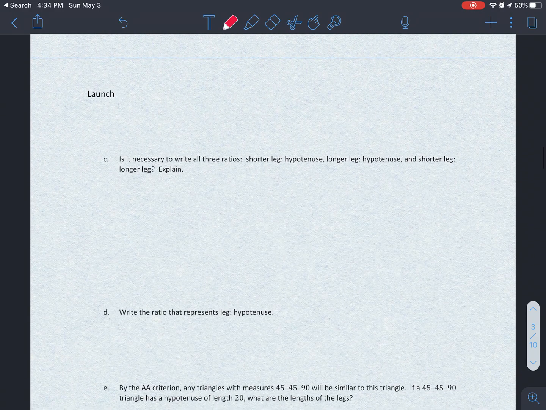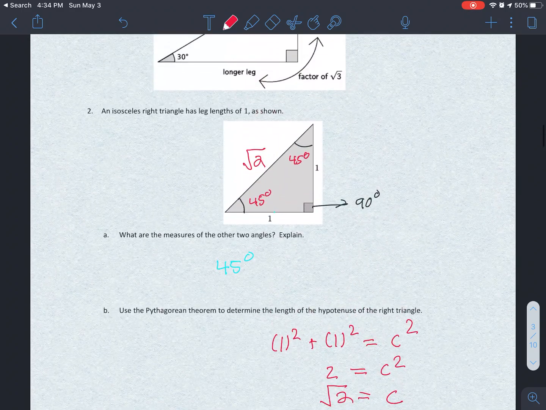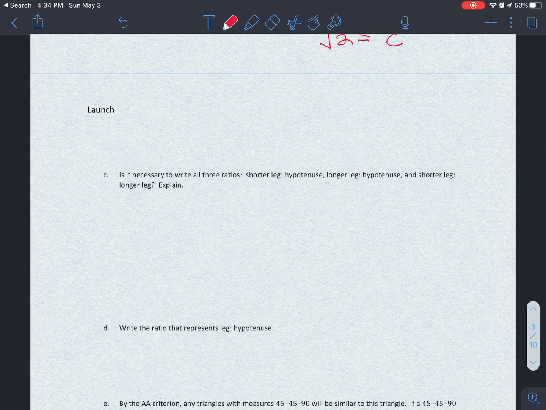And so question 3 says, is it necessary to write all three ratios, like shorter leg to hypotenuse, longer leg to hypotenuse, shorter leg to longer leg? And the answer is no, because when we go back and look at our original triangle, both legs have a length of 1. So we know that there's not actually even a shorter or longer leg. They're both the same leg. So we can just say leg to hypotenuse.